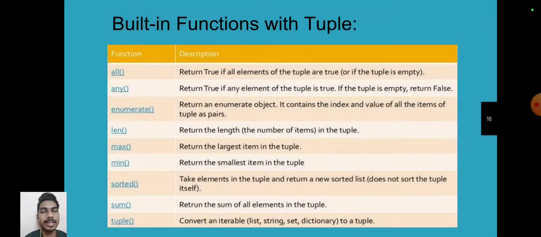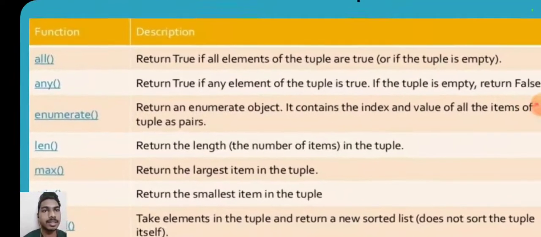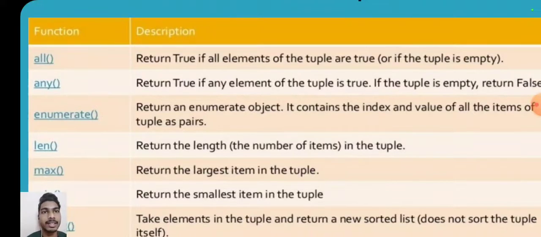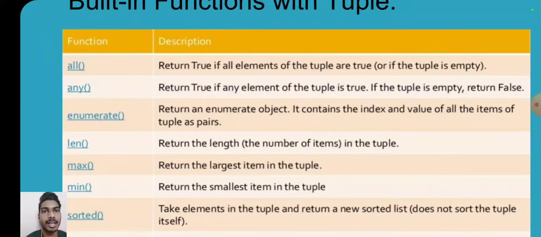So let's check the built-in functions with the tuple. First function is all(). It returns true if all the elements of the tuple are true, or if the tuple is empty. Any() returns true if any element of the tuple is true. If the tuple is empty, it returns false. Enumerate() returns an enumerate object. It contains the index and value of all the items of the tuple as pairs.